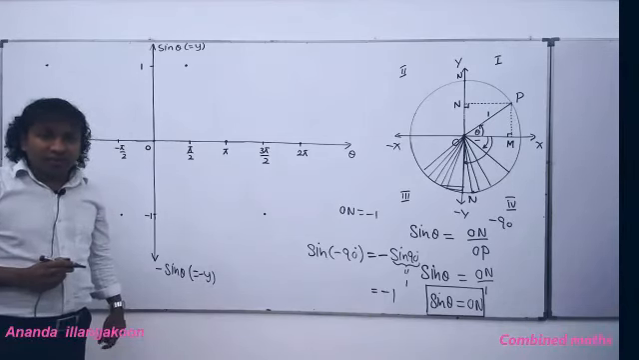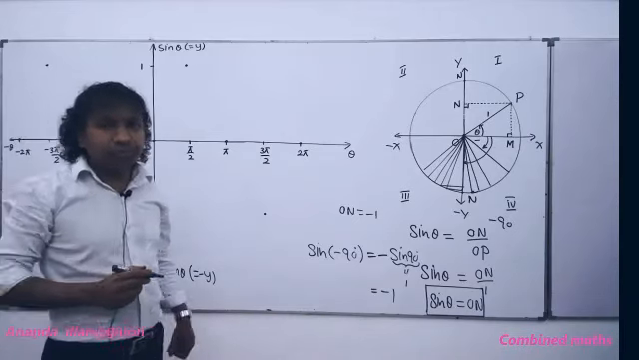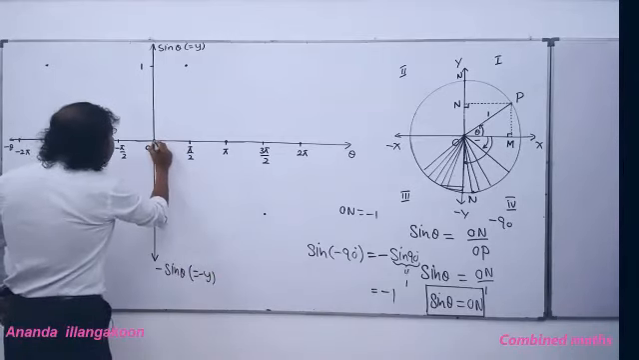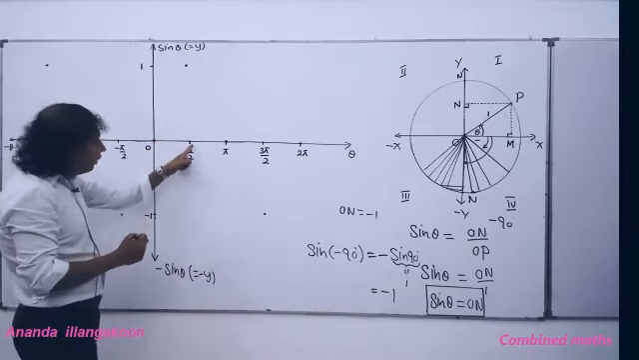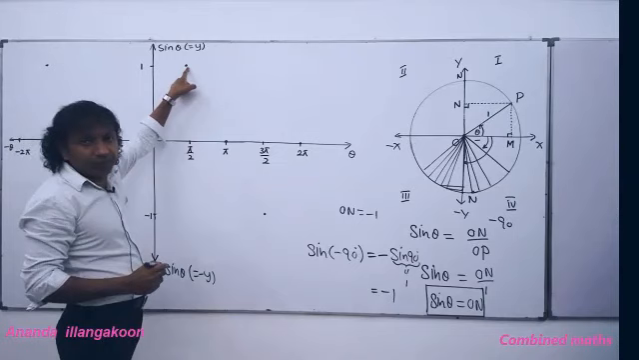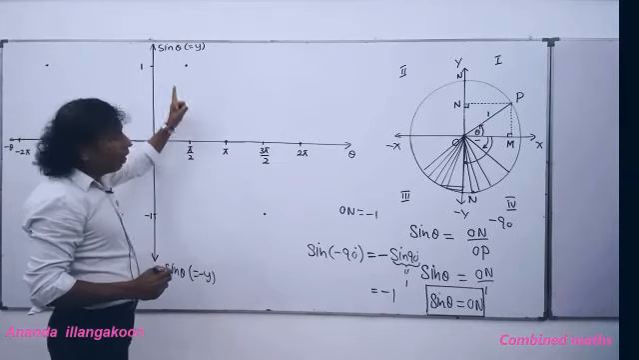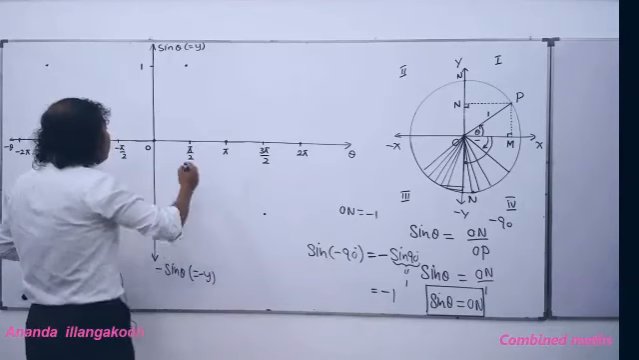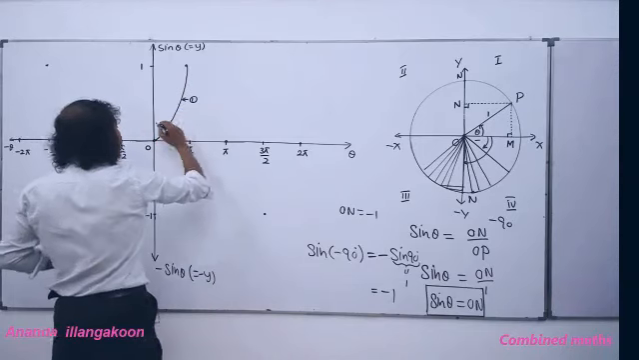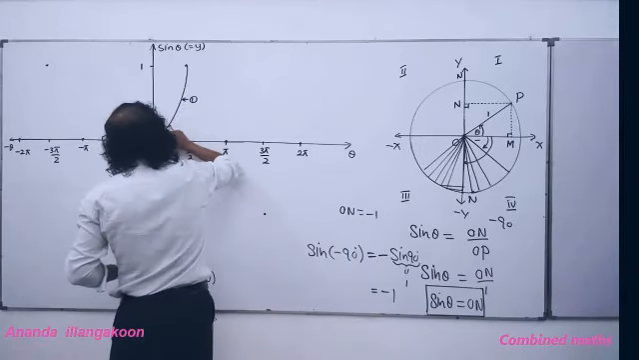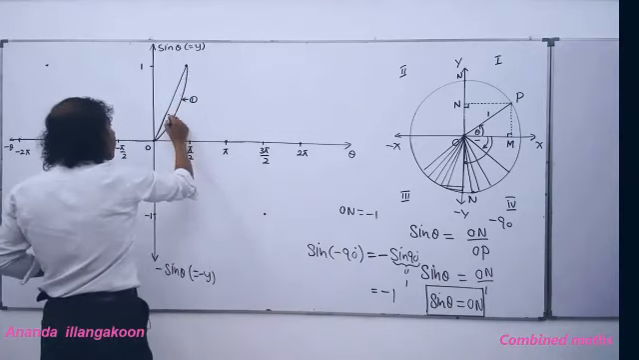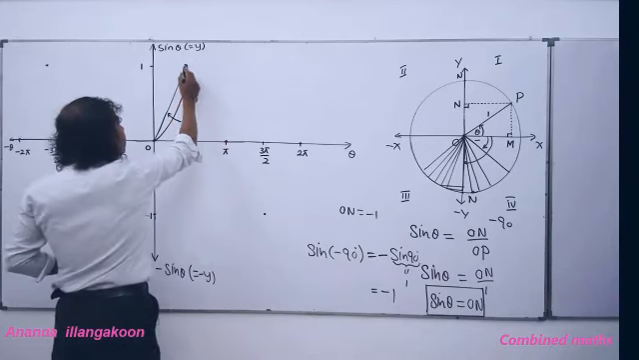Now I am asking one question from you people. First, consider the variation of theta from 0 to 90. Now, only this point and this point we have. Now, I am going to join this point and this point. First is this method. Second is by a line like this. Third is this.